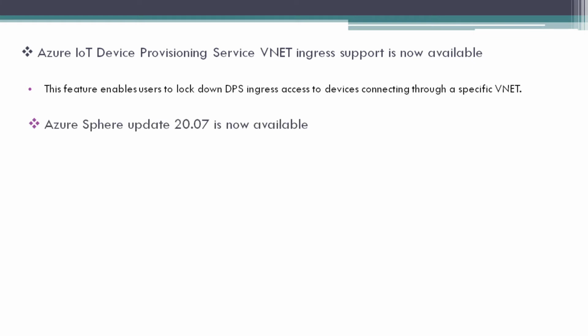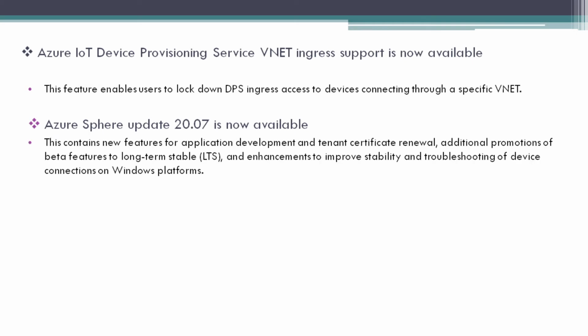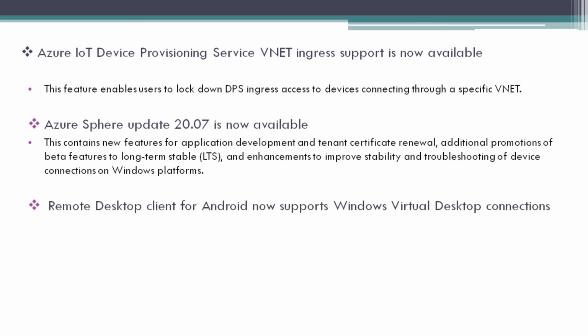Azure Sphere Update 20.07 is now available. This contains new features for application development and tenant certificate renewal, additional promotion of beta features to long-term stable, and enhancements to improve stability and troubleshooting of device connections on Windows platform.